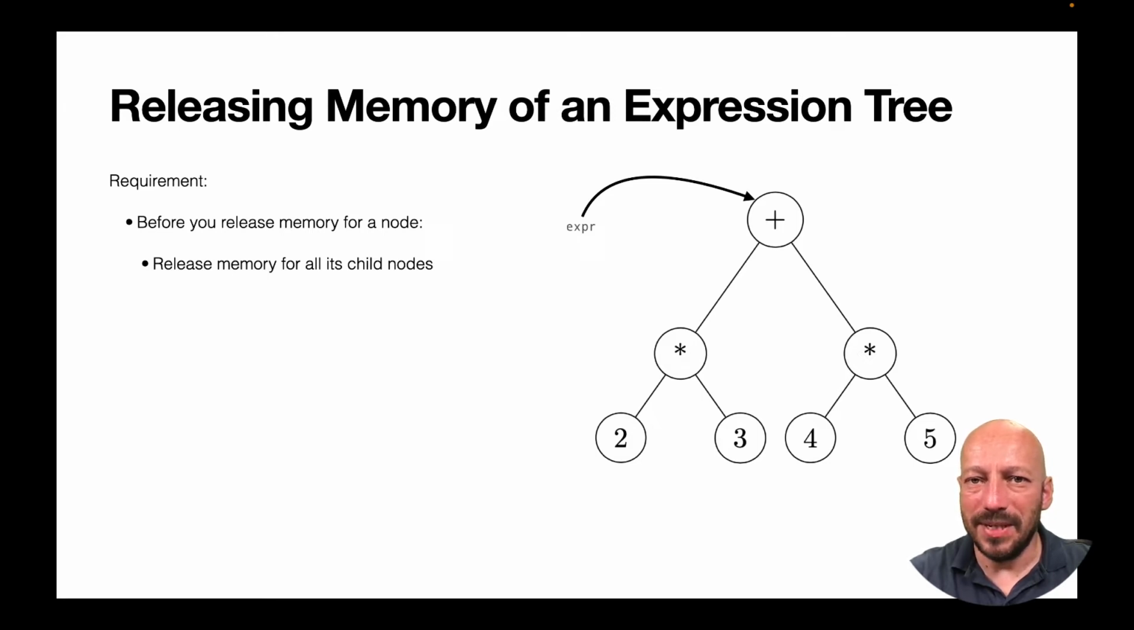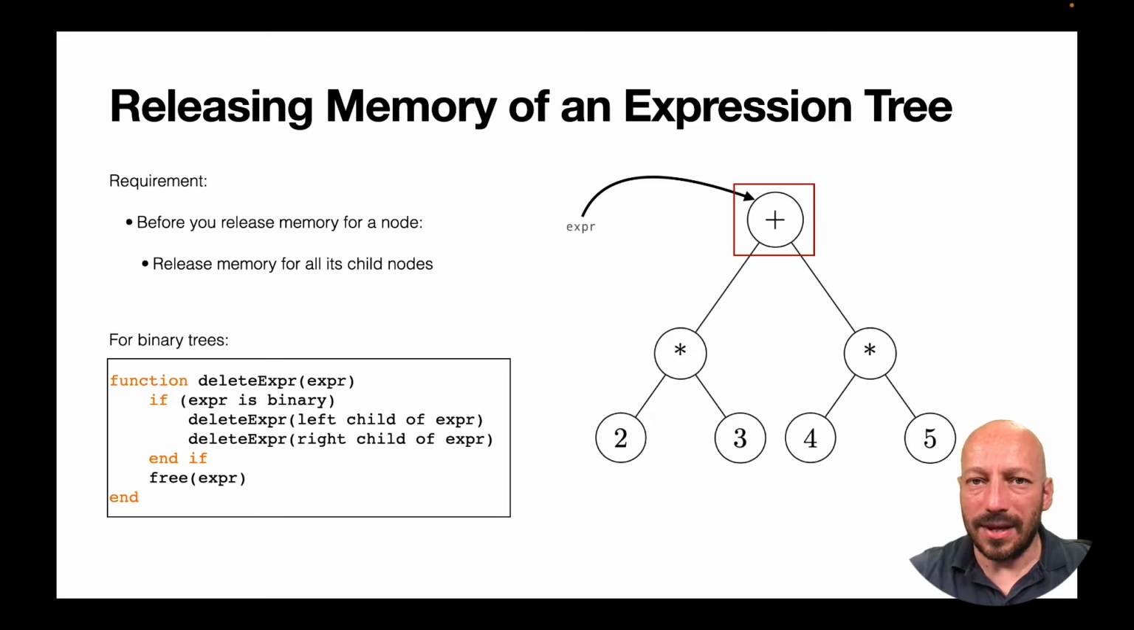And the idea will be the following: we first call the destructor for the left child node, if we have a binary expression node. After that, we will call the destructor for the right child node. And then we release the memory for the node itself. So this is now just for the case of a binary expression tree. But of course, this can be generalized for our case where we also have unary expression nodes.